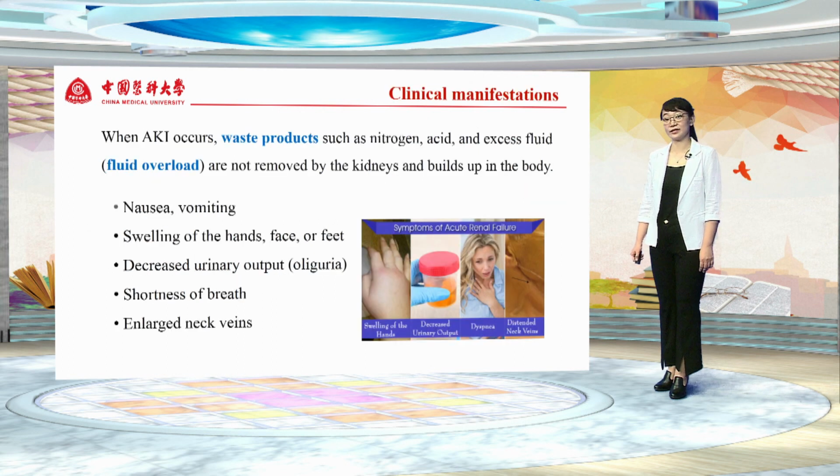When AKI occurs, waste products such as nitrogen, acid, and excess fluid are not removed by the kidneys and build up in the body. Then, the patients will have the following symptoms, such as nausea, vomiting, swelling of the hands, face, or feet, decreased urinary output, even shortness of breath and enlarged neck veins.